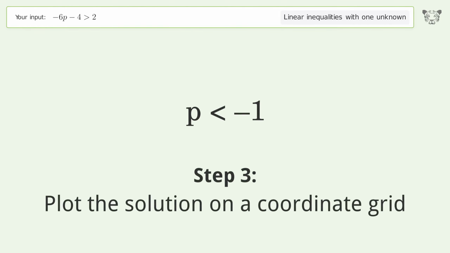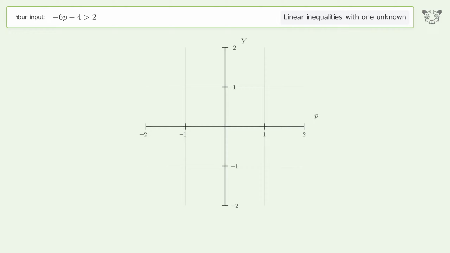Plot the solution on a coordinate grid. And so the final result is p smaller than -1.